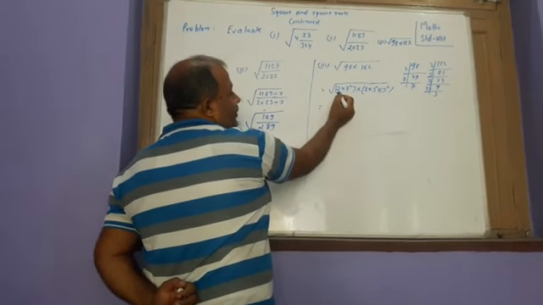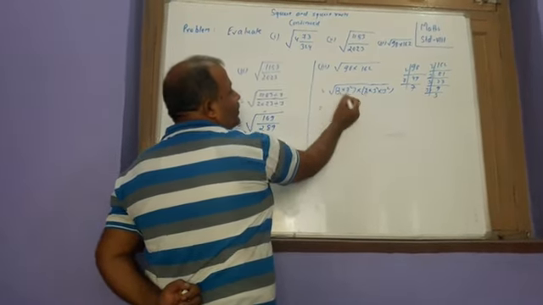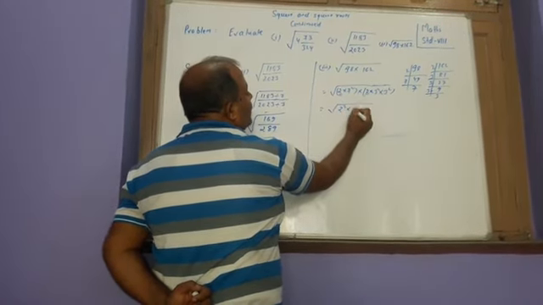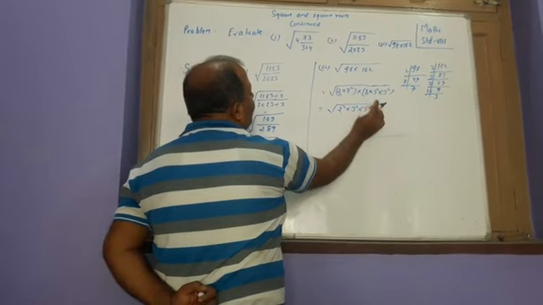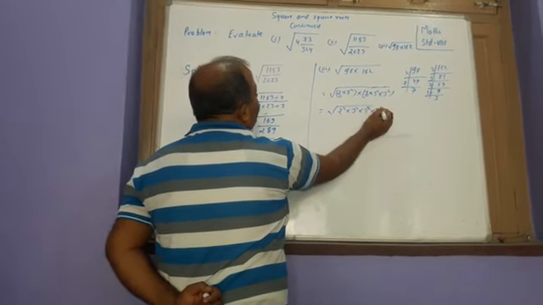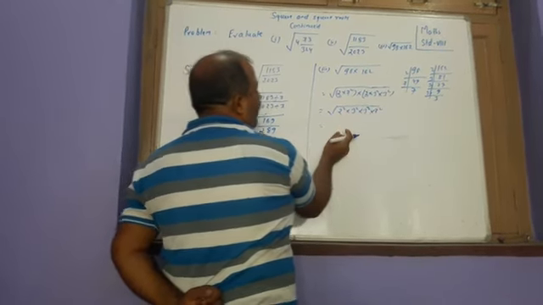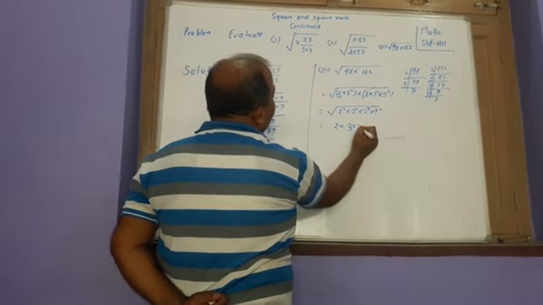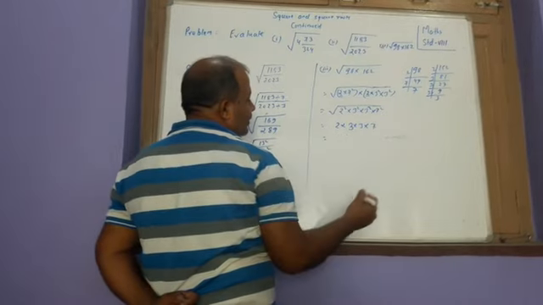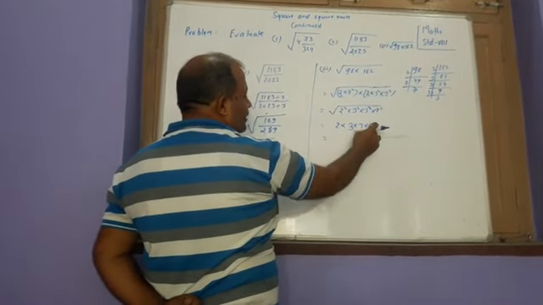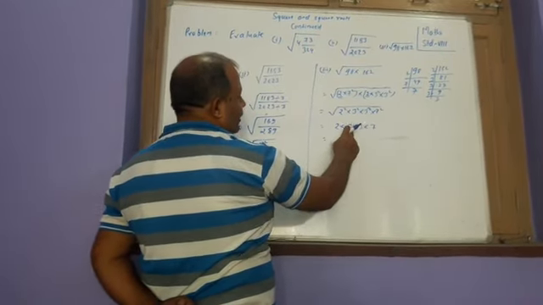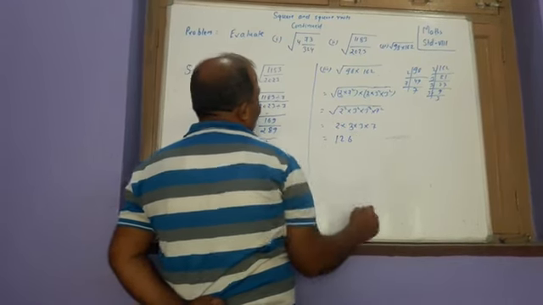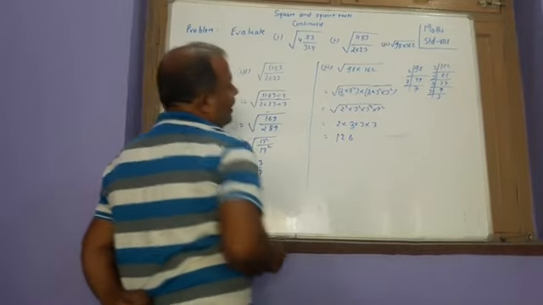Here there is a pair of 2, then we may write 2 square, 3 square into 3 square into 7 square. On finding the square root, we get 2 into 3 into 3 into 7. 3 7s are 21, 21 3s are 63 and 63 2s are 126. This will be the result.